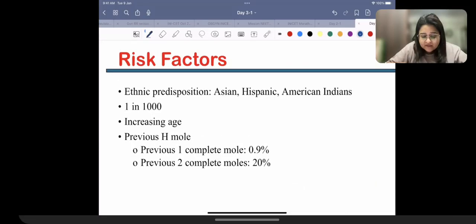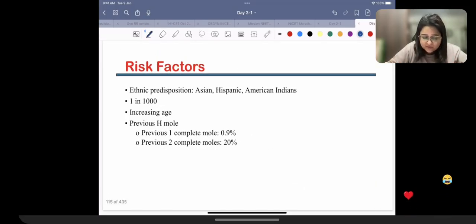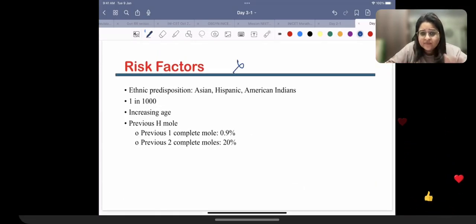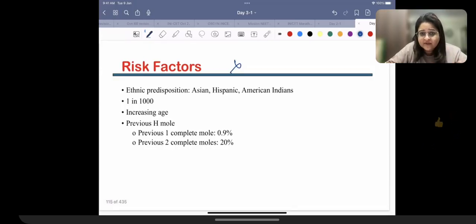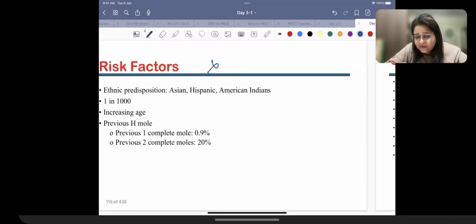Okay? Now risk factors are not important. This is just a random theoretical slide, so I am skipping it.